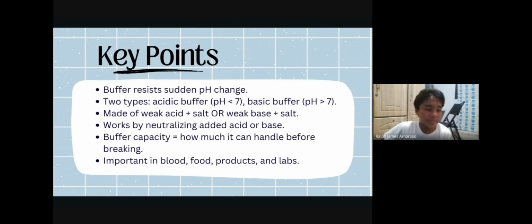So yung buffer capacity po is how much it can handle before the pH changes. Yun po. So yung buffer po ay important in blood, food, products, and labs.